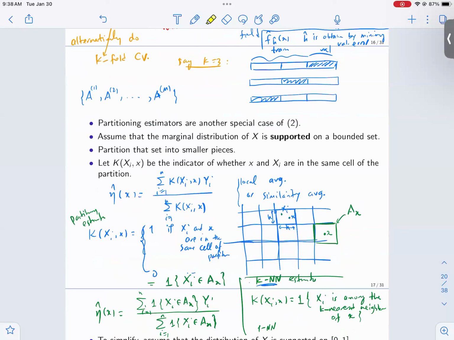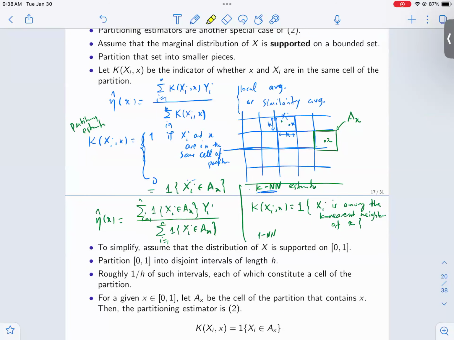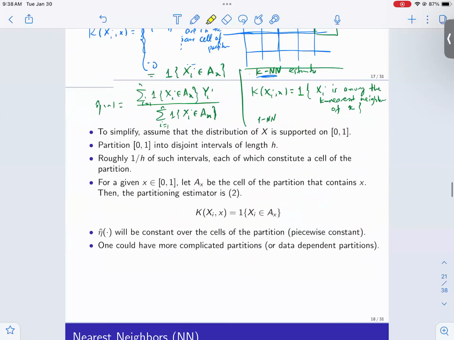What I want to do is set it analytically and analyze the problem. Recall this is the partition in space, and A of x is the cell of the partition that contains x. The partition estimator averages the yi's over the xi's that are in A of x, divided by how many xi's are in A of x. So this is basically averaging.